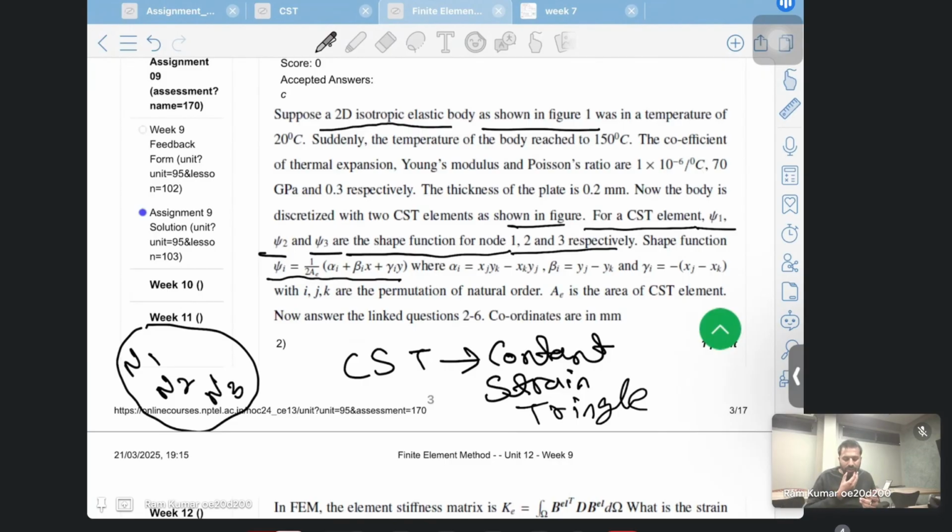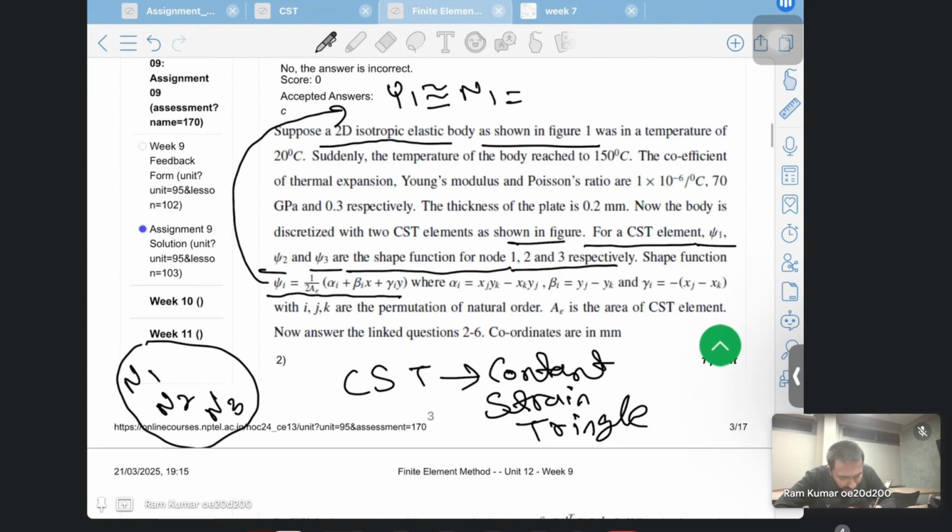For example, I am going to find psi1. What will be psi1 from here? Or I will say equal to n1. What will be our n1? N1 will be 1 by 2e. 2e means the total area of that element. Then alpha we call A1 in our terminology, beta we call B1 x, and gamma we call C1 y. Then how do we find alpha, beta, gamma 1?